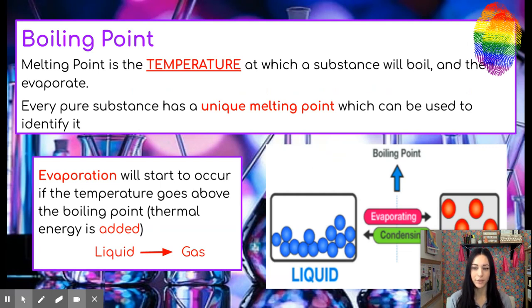Next, we'll talk about the boiling point. Boiling point is the temperature at which a substance will boil and then evaporate. Just like a melting point, every pure substance has its own unique boiling point, which can be used to identify it, just like a fingerprint. Thinking back to Unit 1, we know that evaporation is the transition from the liquid state to the gaseous state. Evaporation will start to occur if and when the temperature meets and then goes above the boiling point by thermal energy being added. So as I add more thermal energy and the temperature of a liquid rises, eventually it will begin to transition into the gaseous state.